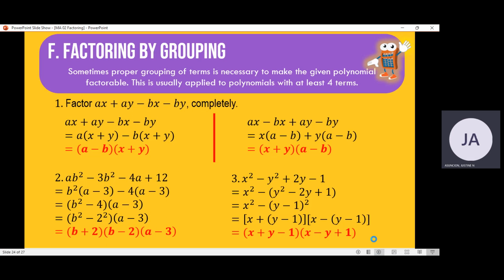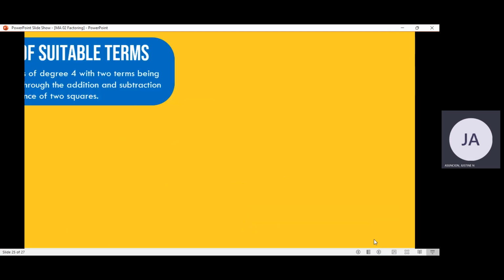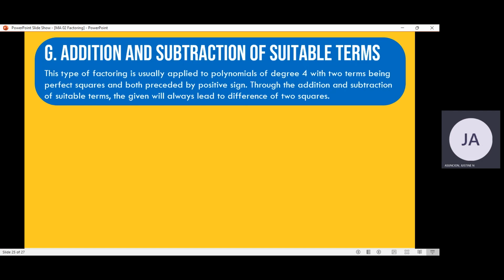So we have the last two: the addition and subtraction of suitable terms, and the sum and difference of two odd primes. But let's have first the addition and subtraction of suitable terms. This type of factoring is usually applied to polynomials of degree 4, with two terms being perfect squares and both preceded by a positive sign. Through the addition and subtraction of suitable terms, the given will always lead to a difference of two squares.